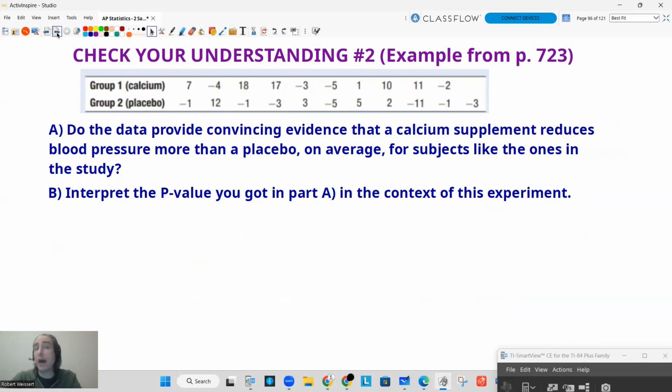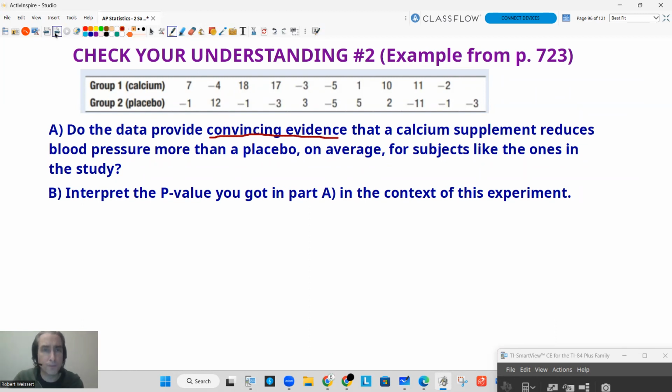Do these data provide convincing evidence? Evidence. Interval? Test? Which one is that? Convincing evidence that a calcium supplement reduces blood pressure more than a placebo on average for subjects like the ones in the study. And then at the end, interpret the p-value you got in part A in the context of this experiment. Well, I know that a p-value is from a test, so that kind of tells me I'm going to use a test, even though convincing evidence right there is also your clue. That's going to be a test right there.